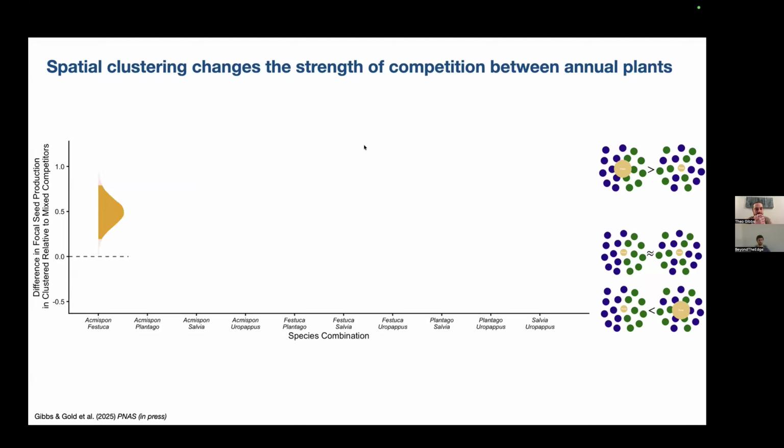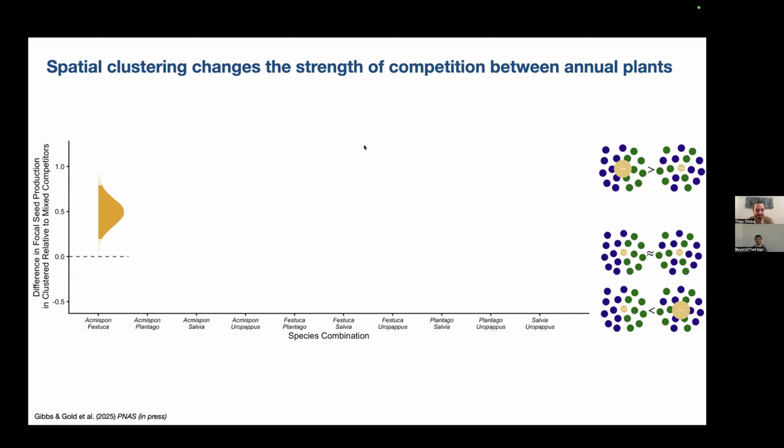So that'll just show you results for background species combinations. This is what the effect of the first background species combination looks like. It turns out that when acmaspon and festuca are the background species competitors, focal plants produce more seeds when these 2 background species are clustered relative to mixed. So this is exciting, right? This suggests that these species are producing a higher order interaction. If you spent your whole PhD studying higher order interactions, it's good to see that they at least sometimes exist.